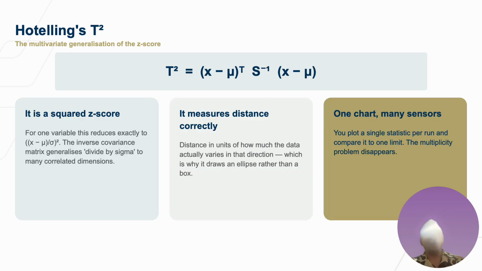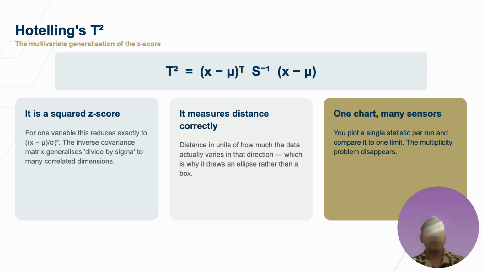Hotelling's T², a multivariate generalization of the z-score: (x minus mu) transpose times the inverse covariance matrix times (x minus mu). This looks intimidating and it should not. For a single variable, it reduces exactly to (x minus mu) squared over sigma squared. It is a squared z-score. The inverse covariance matrix is doing the same job that dividing by sigma did. It generalizes measuring distance in units of how much the data varies to many correlated dimensions at once.